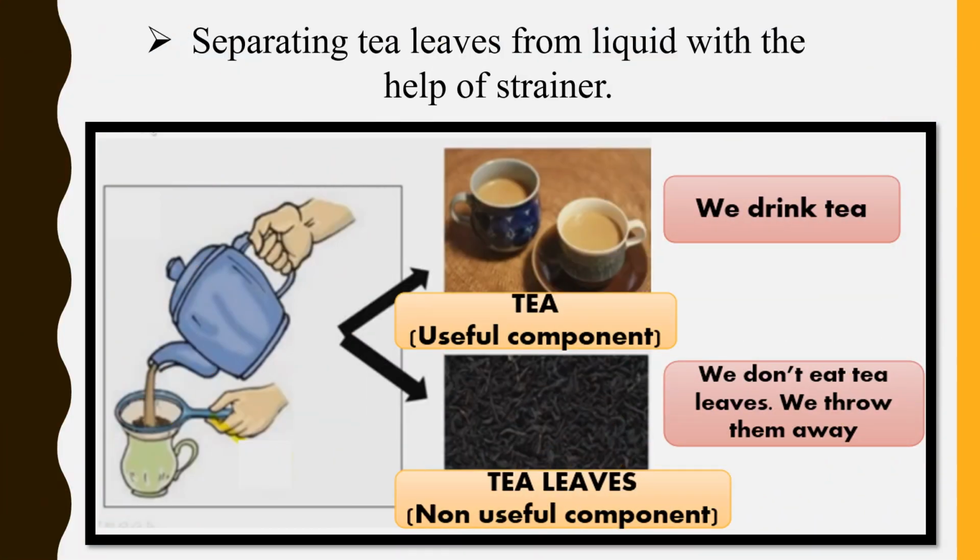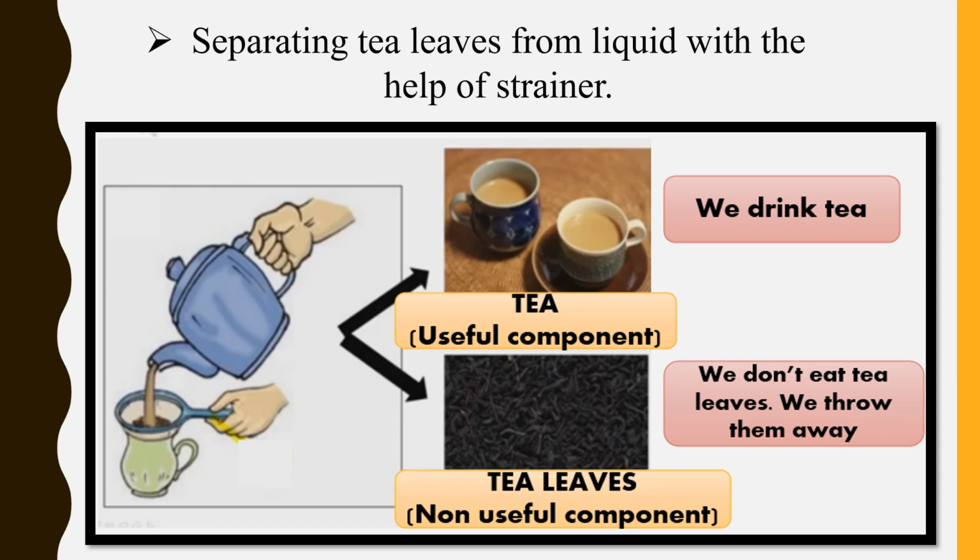Every day we separate a number of substances from their mixture. We will look at some of the examples. We always use a strainer to pour tea in a cup. But why do we use a strainer? We use a strainer to separate tea leaves from the tea.